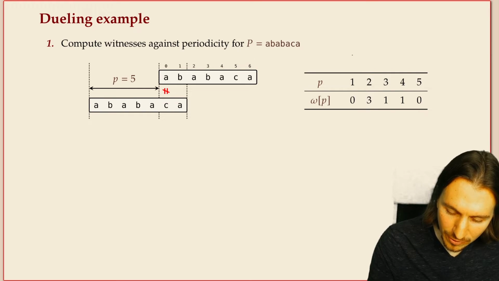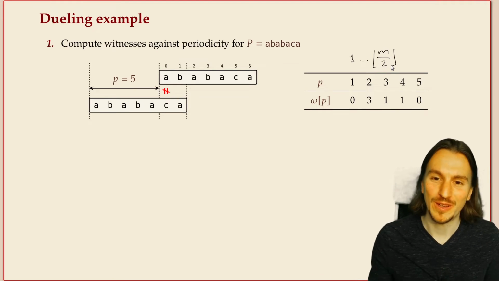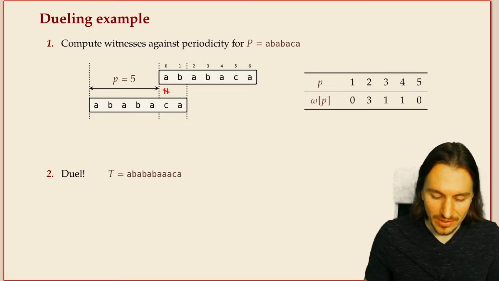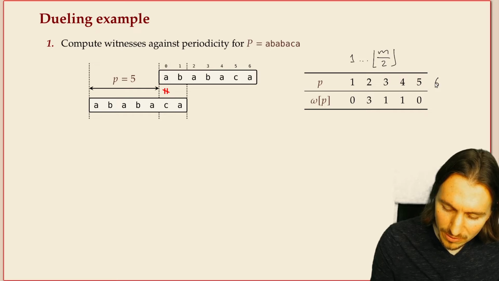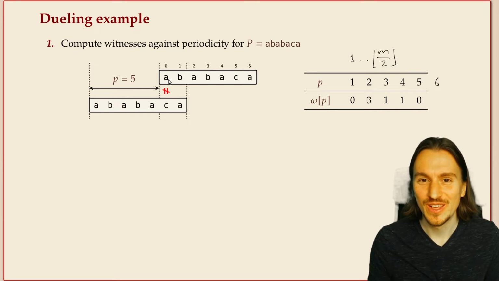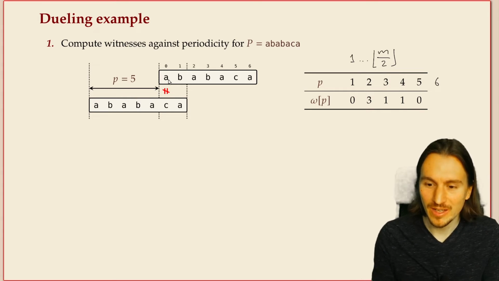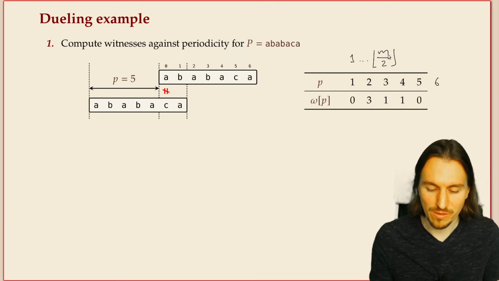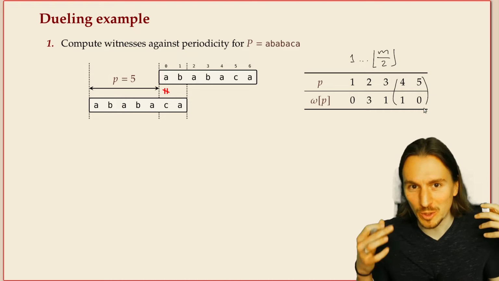Usually we only run this from 1 up to length of the pattern half rounded down, but there's no harm in doing it further if you can. One more remark. If you wanted to do this for 6, you will see that actually P has the period 6. So there's no witness against periodicity 6 because it is periodic. But we really only need it up to 3 in this example. So these are not strictly necessary for what will come later.